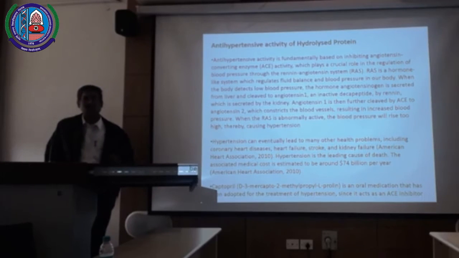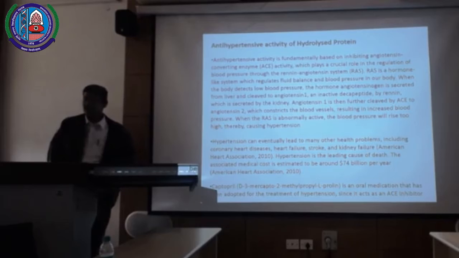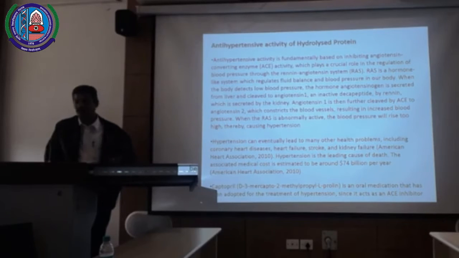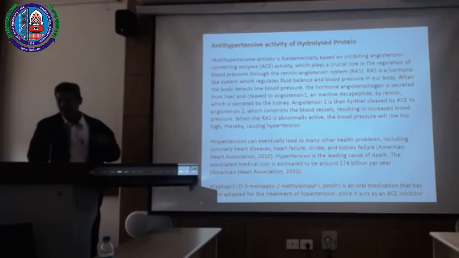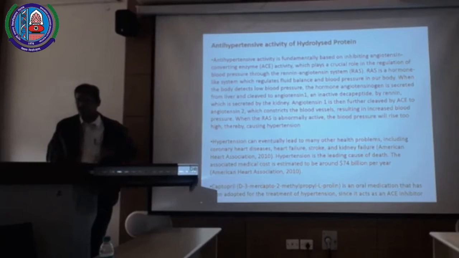How the blood pressure is being regulated. The anti-hypertension activity is inhibiting angiotensin converting enzyme 1, which regulates the blood pressure through the renin angiotensin system, RAS. That's the hormone basically. When blood pressure is detected, the hormone is secreted to the liver, cleaved by angiotensin ACE 1 and activates the peptide. You can read the mechanism.